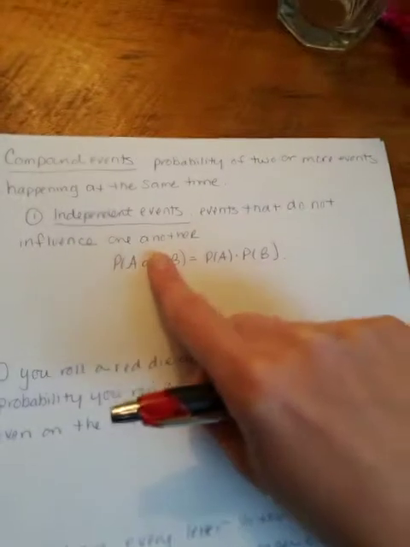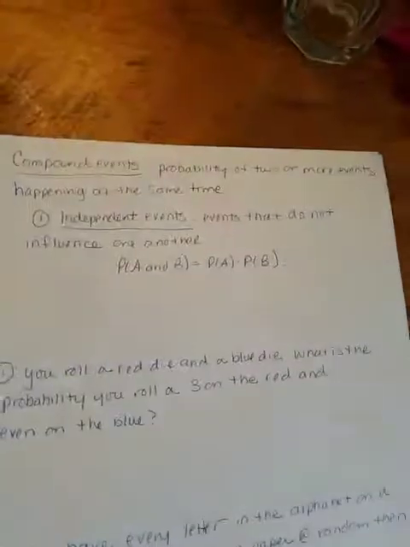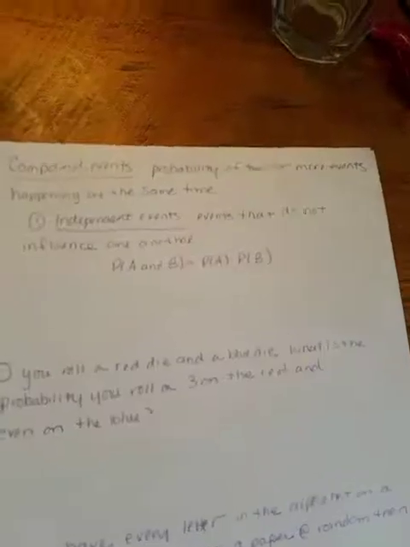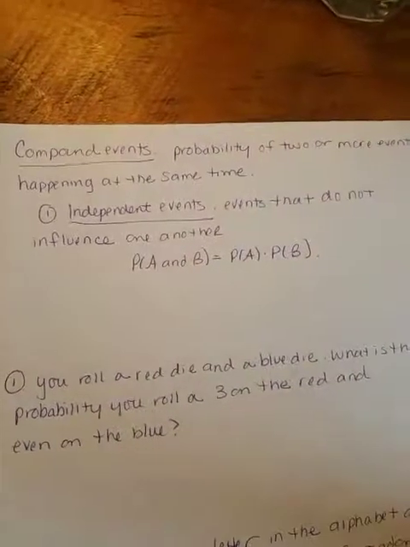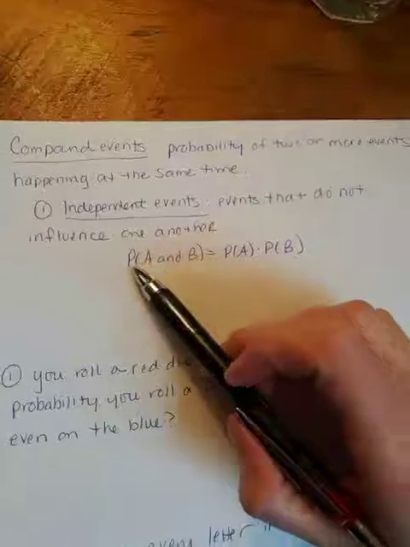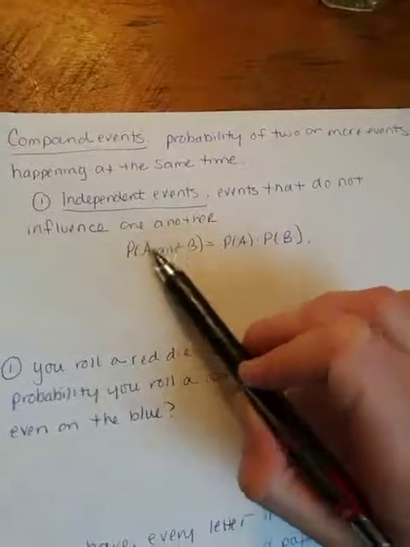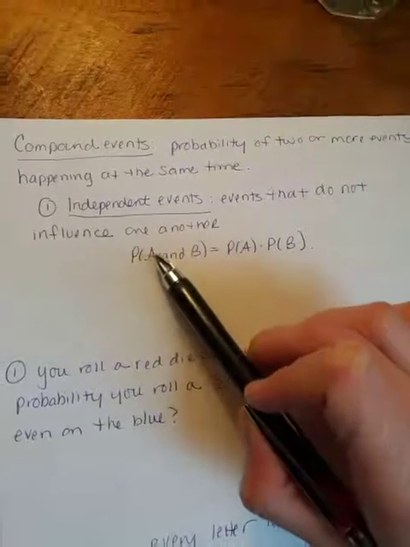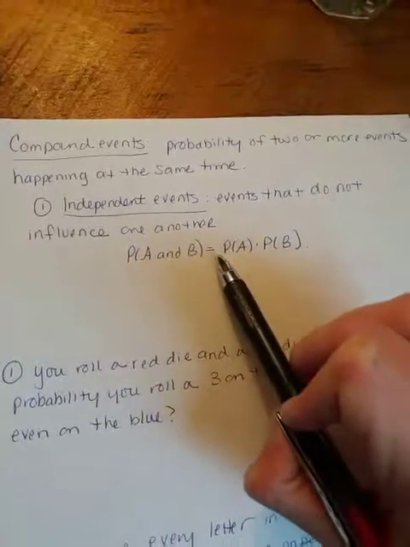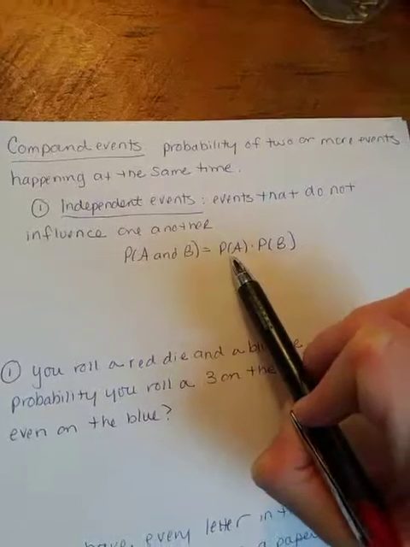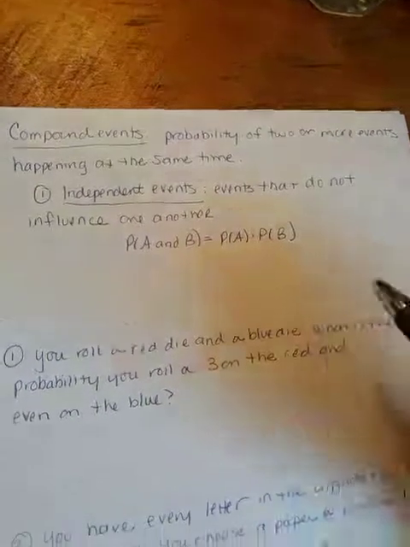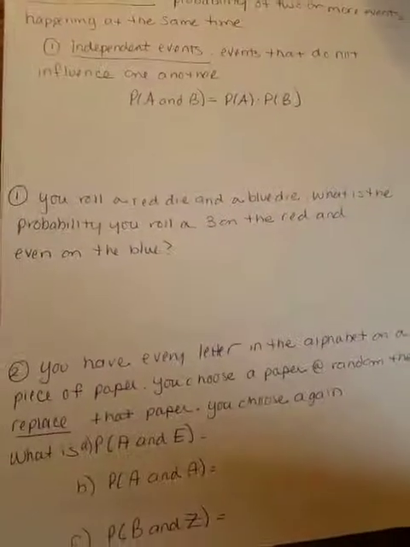So independent events are events that do not influence one another. Think about independence, when countries gain independence from another country, or how you want to be independent from your parents and do things on your own. If you have two events and we ask for the probability of A and B, and they're independent, meaning that they don't influence each other, you take the probability of A times the probability of B. Seems easy enough, right? So let's look at a problem.